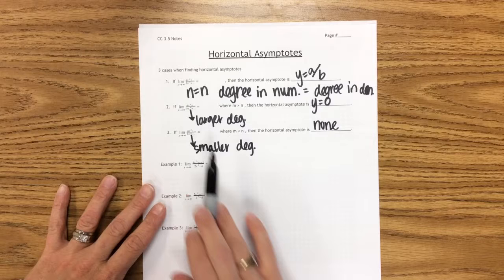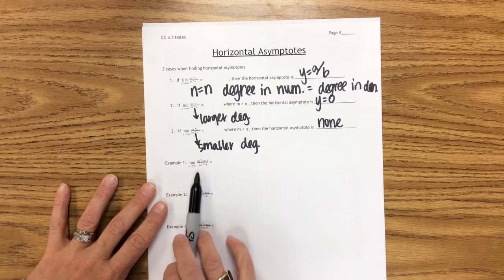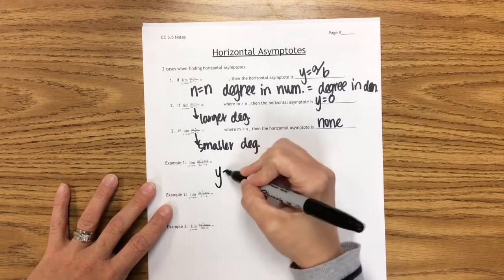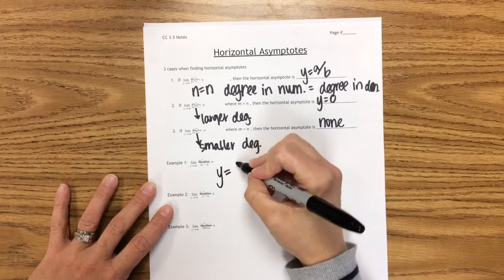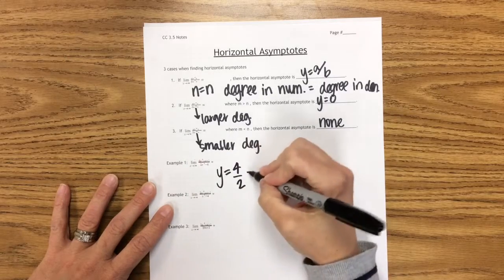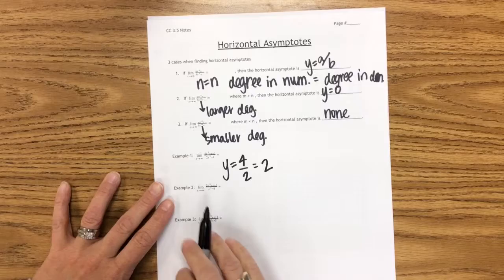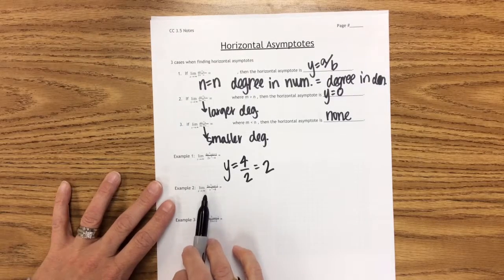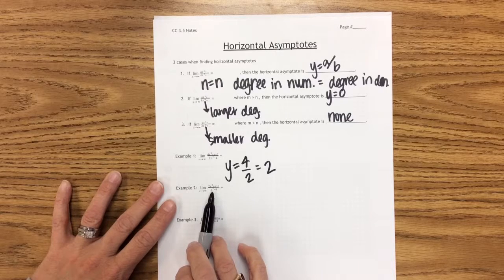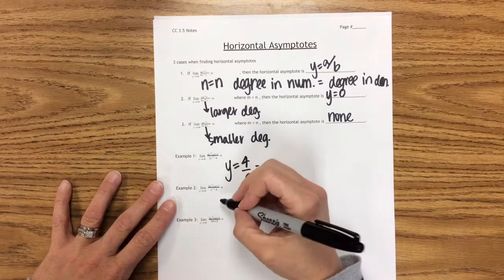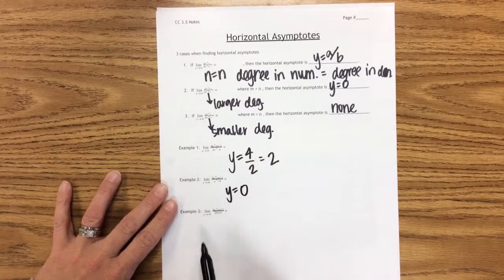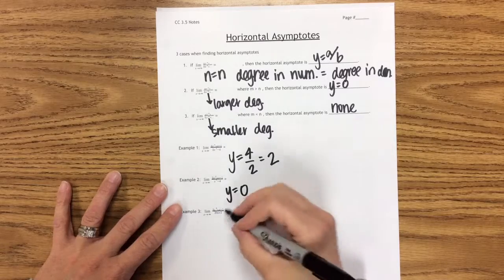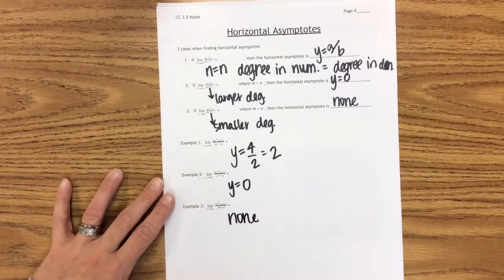So here we have a couple examples. Here the degree on top is 3 and the degree on the bottom is 3. If they match, you look at the coefficients, and the horizontal asymptote would be at 4 over 2, which would be 2. Here the degree is 3 on the bottom, and the degree is 2 on the top, so the bottom is bigger, a higher degree than the top, so that's an automatic 0. And here the degree is higher on the top, it's 2 versus the bottom it's 1, so then there are no horizontal asymptotes.